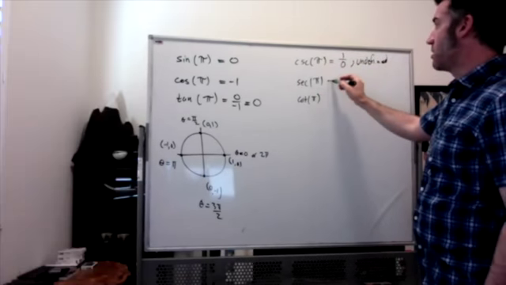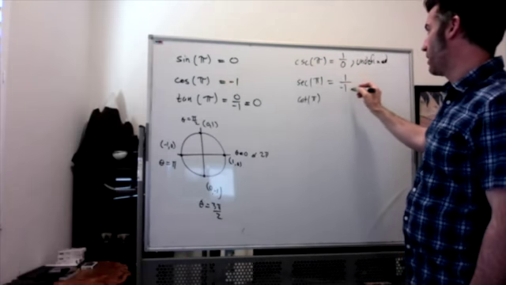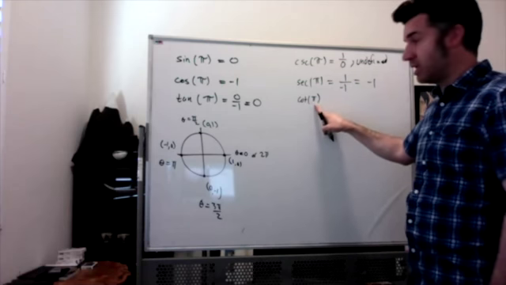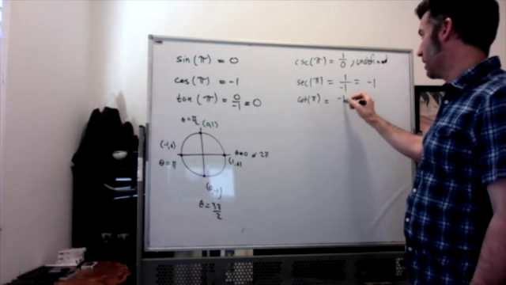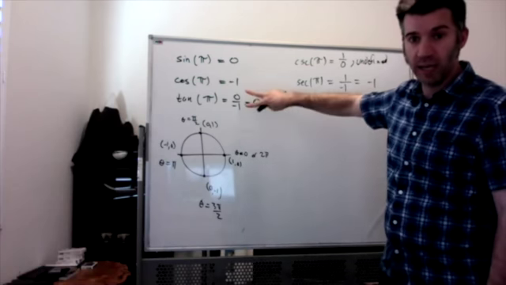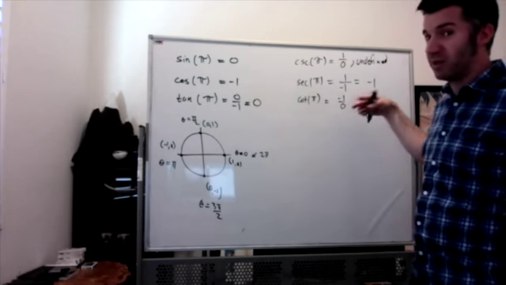Secant of pi is the reciprocal of cosine of pi. So it's 1 divided by -1, which is -1. And cotangent of pi you can either think of as cosine over sine, which is -1 over 0, or you can just think of it as the reciprocal of tangent, which is -1 over 0. Again, we're dividing by 0, which means what?